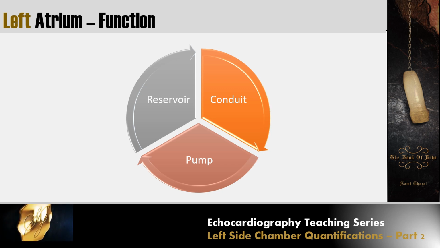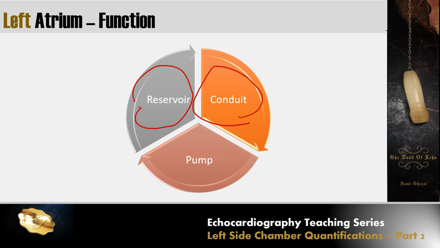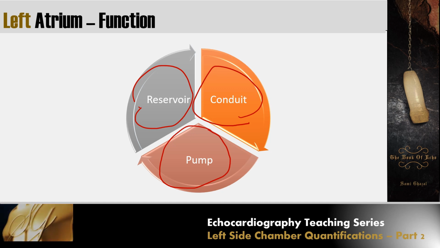has three major functions. The reservoir function, the conduit function, where it acts like a conduit, a passage for the blood from the pulmonary vein and the left atrium going to the left ventricle, as well as the pump function of the left atrium, where the left atrium will contract, ejecting the blood to the left ventricle.